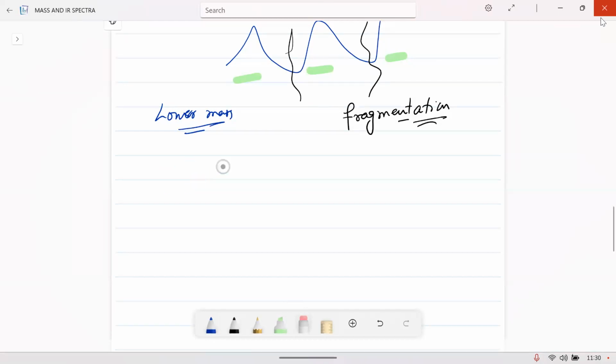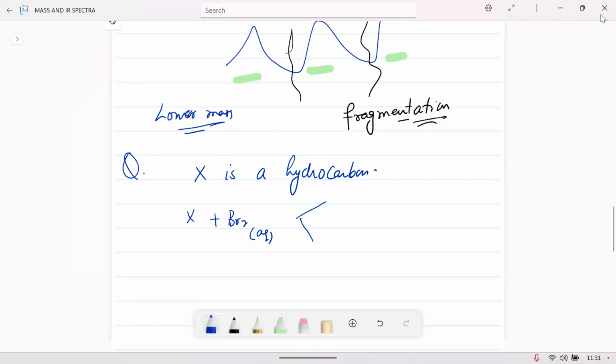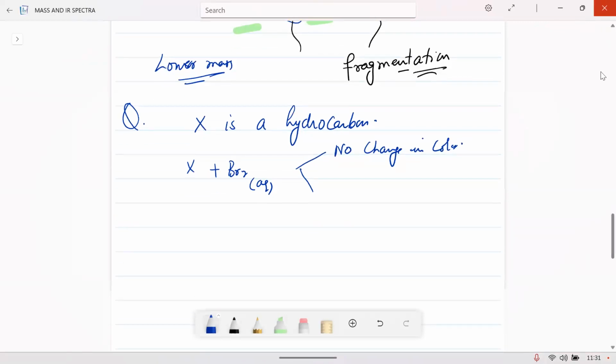Like for example, let us say you have been given an organic compound, or a hydrocarbon, X is a hydrocarbon. So I will try to explain this by taking an example. That makes it easier to understand. So X is a hydrocarbon, and X reacts with bromine water, and there is no change in color.